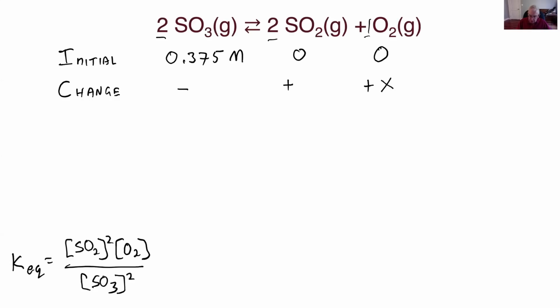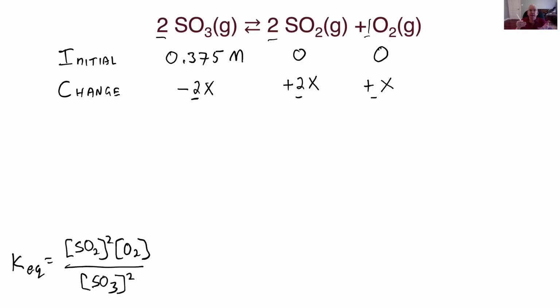And so if the oxygen goes up by an amount of x moles per liter, well, every time I make one oxygen, I make 2 SO2s. So this has to go up by 2x. Right? Every time I make 2 SO2s or 1 oxygen, it costs me 2 SO3s. So this has to go down by 2x, okay? So those coefficients here are really just the coefficients that are balancing the equation up above, all right?